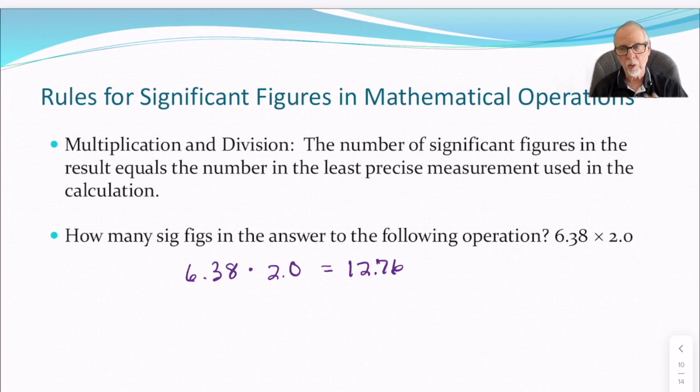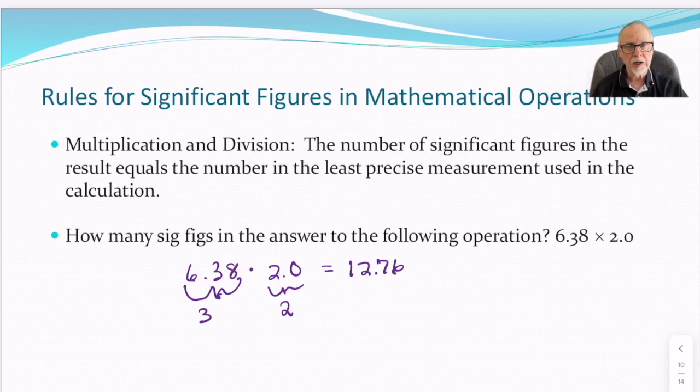We have to make sure we report it with the correct number of significant figures that reflects the precision of the data that we're using to do the calculation. That means we need to look at the number of significant figures of each number in that calculation. In the first number here, we've got 3 sig figs, 6.38. There are 3 non-zero digits, 3 sig figs. In the second one here, we've got a trailing 0, so that counts. It's after the decimal point. So there are 2 sig figs.